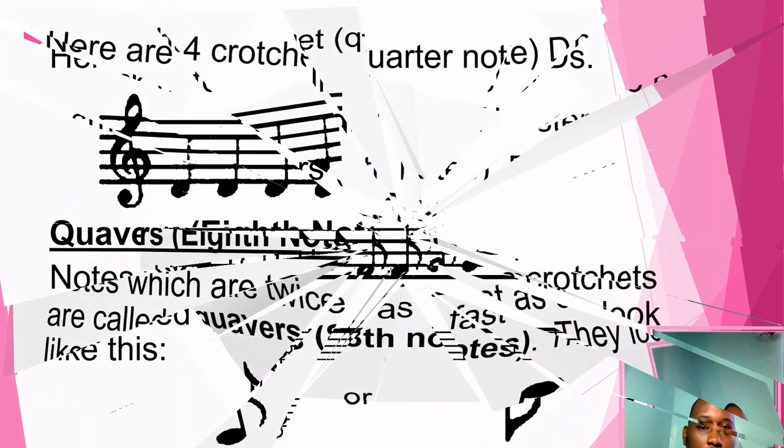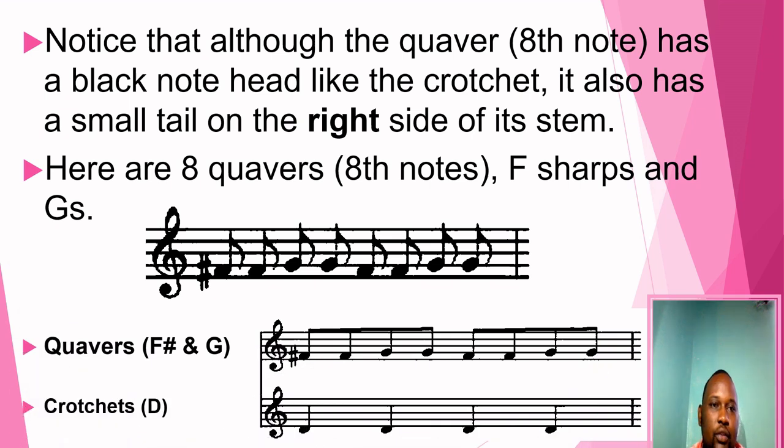Next, but before we go to the next, let's look at them when they are denoted on a staff. Notice that although the quaver has a black note head like the crotchet, it also has a small tail on the right side of its stem. Here are 8 quavers in F sharps and Gs. This is F sharp, G, F sharp, G. So you have 1, 2, 3, 4, 5, 6, 7, 8 quavers.